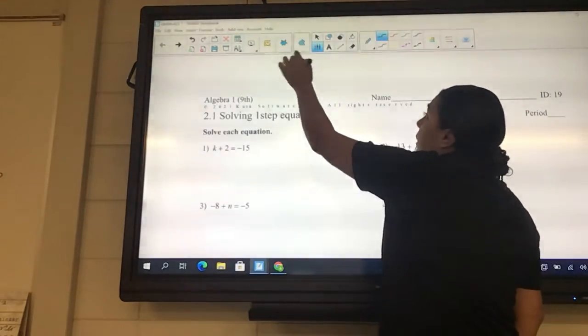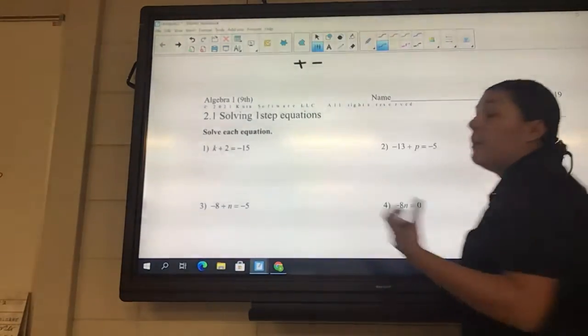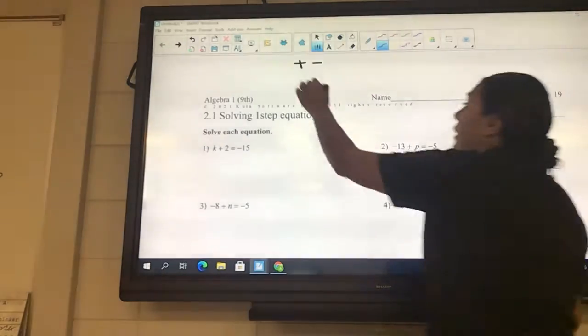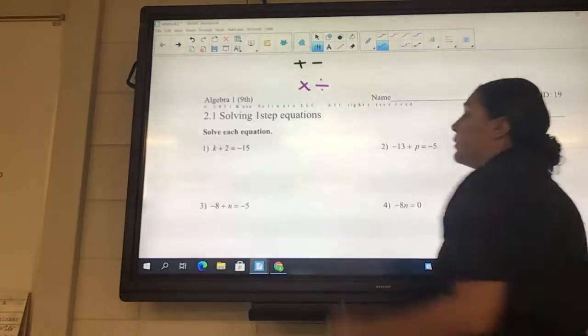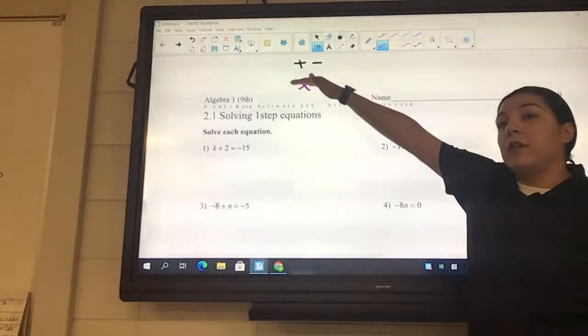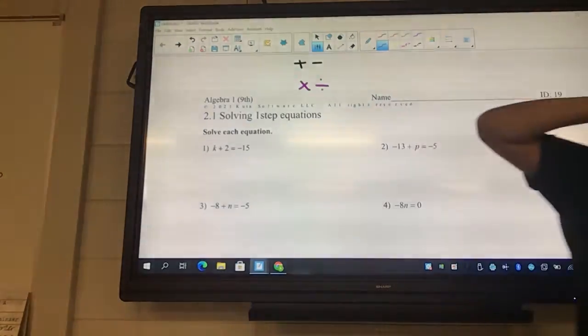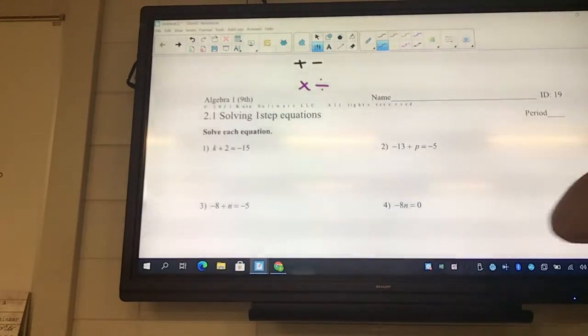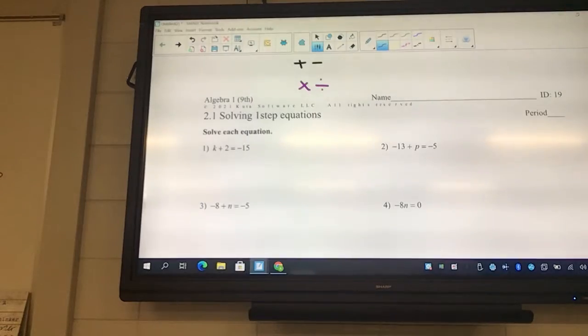So, the plus and minus, those go together. They're kind of like best friends, but they're opposites as well. And then we have multiplication and division, and those go together. If you do not know that by now, you need to memorize it. Addition and subtraction go together, and multiplication and division go together.